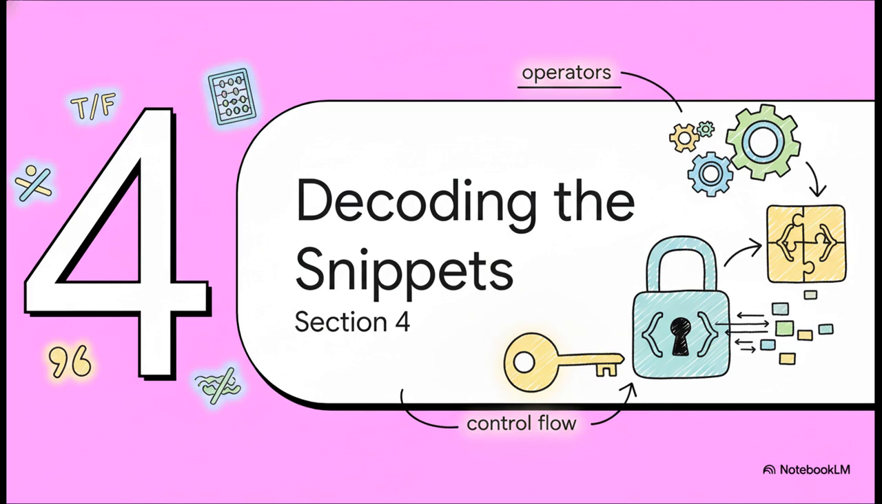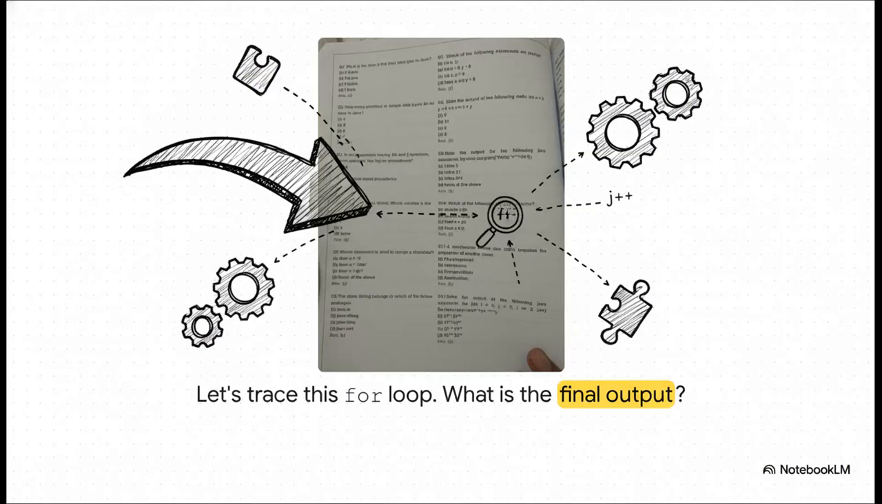All right, it's time for our final challenge. We're going to combine everything we've just learned, data types, operators, control flow, to decode one last tricky code snippet. Okay, take a look at this for loop. It looks simple enough, but there's a trick hiding right there in plain sight. It's that j++ post-increment operator.